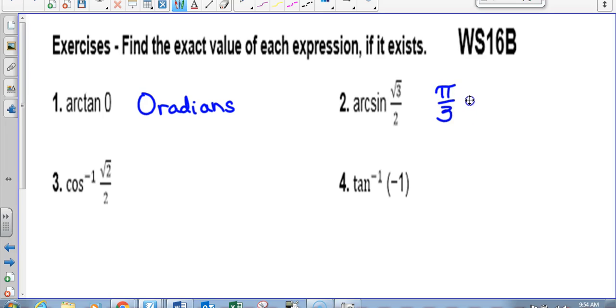Pi over 3. And we could write radians again if we wanted. Where is the cosine square root of 2 over 2? Cosine, positive square root of 2 over 2, pi over 4. Everybody okay?